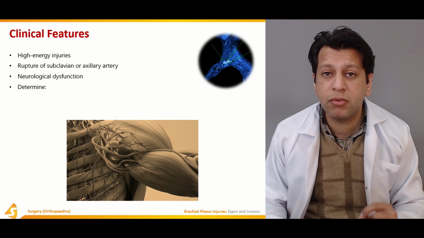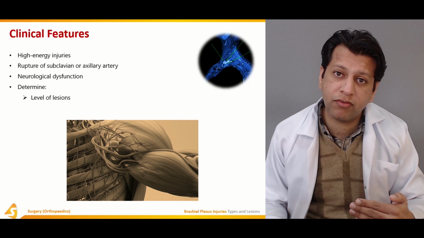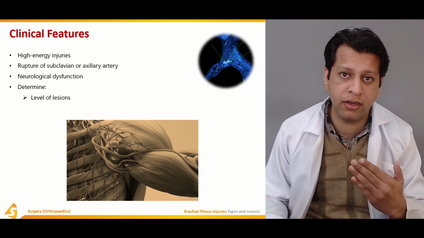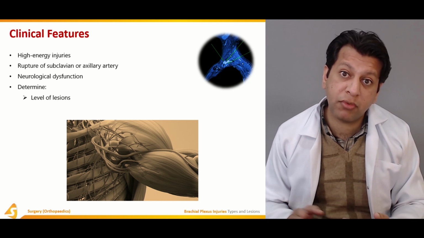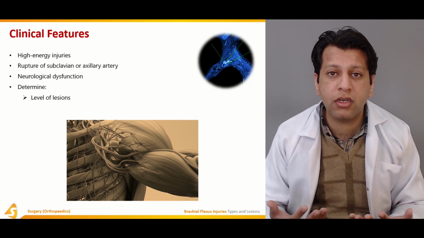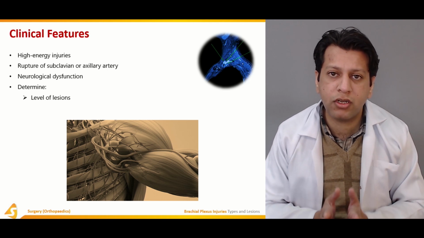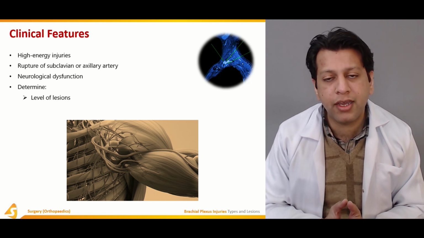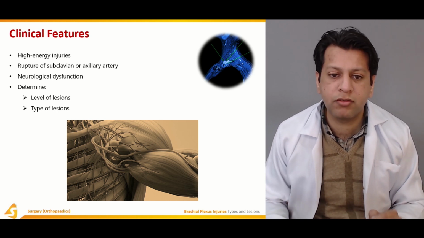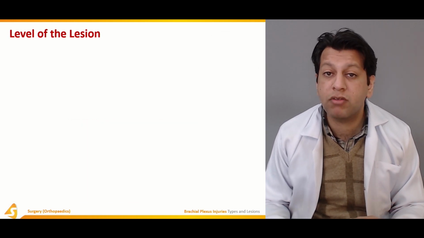What we need to determine is where the lesion is, that is, whether it is at the C5, C6 or C7 level, or is it C8 or T1, whether the level is lower or higher, or is it a root avulsion. If it's a root avulsion, is it preganglionic or postganglionic, and is there any associated Horner syndrome or not. That is how we have to assess where the lesion is and what the type of the lesion is, and then we have to plan our management accordingly. As I just told you, we have to determine the level of the lesion and the type of the lesion.